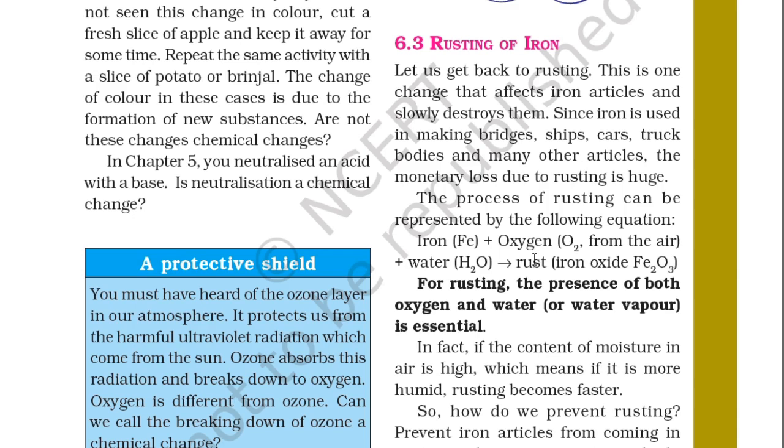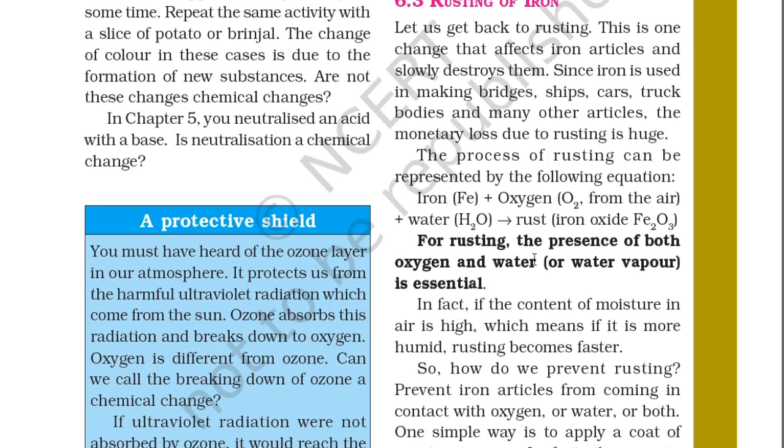The process of rusting can be represented by the following equation: iron plus oxygen plus water becomes rust, which is iron oxide, Fe2O3. For rusting, the presence of both oxygen and water or water vapor is essential. These two materials must be there. In fact, if the moisture content in the air is high, which means if it is more humid, rusting becomes faster.